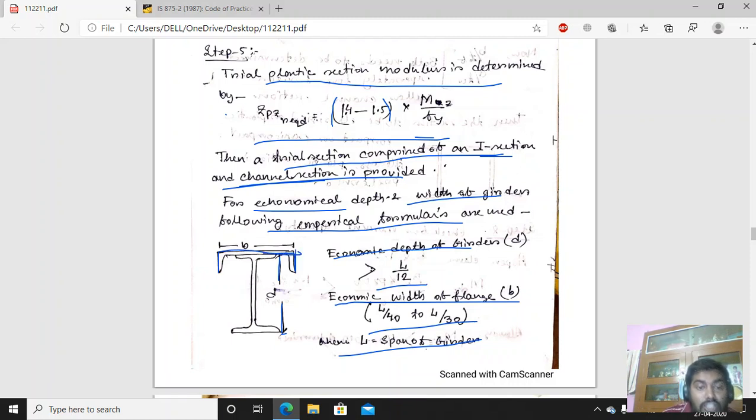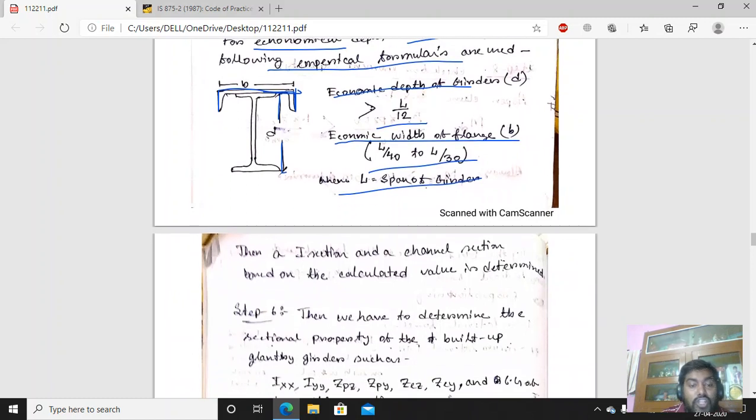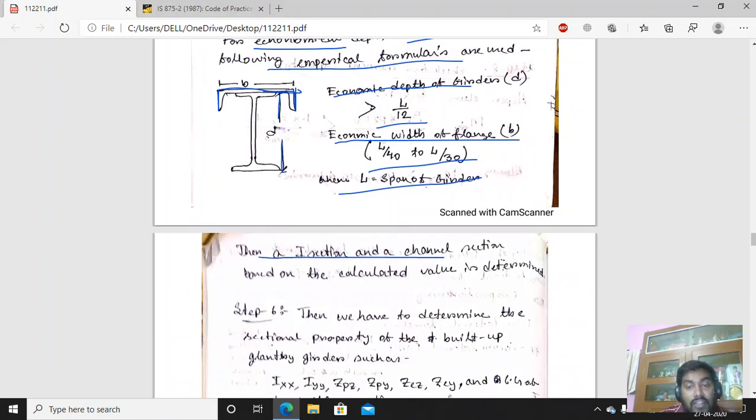The extra channel section will be used to cover the extra bending section modulus that is required. So first the section modulus required is determined, then the economic depth of the girder and economic width of the flange of the girder are determined by these two formulas. From there, a trial section is assumed. Then an I section and a channel section based on the calculated value are determined. So a trial section we can determine.